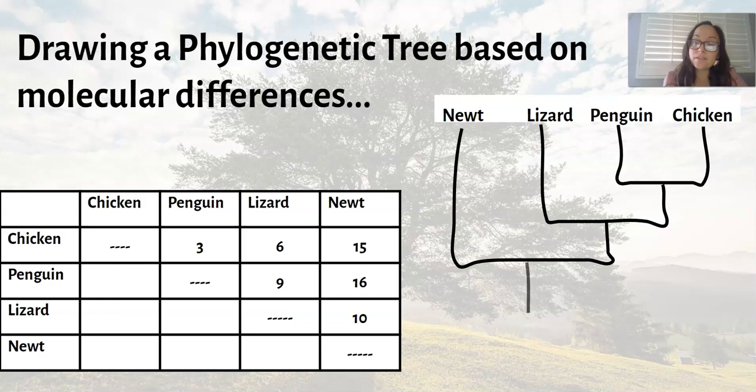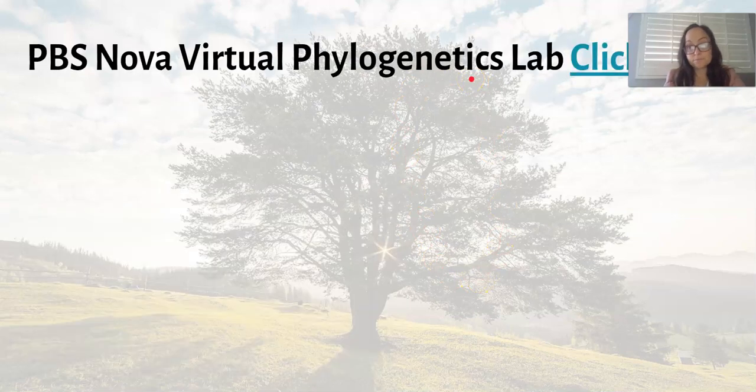If you were to draw this phylogenetic tree, the chicken and the penguin would have the most recent common ancestor, then the lizard and the chicken have more differences, and then the chicken to the newt. When you look at the newt, it is the most different compared to all of them. That means it has been separated the longest from the rest of the species, so its common ancestor with the remaining 3 is further back in time. We would consider the newt the outgroup.